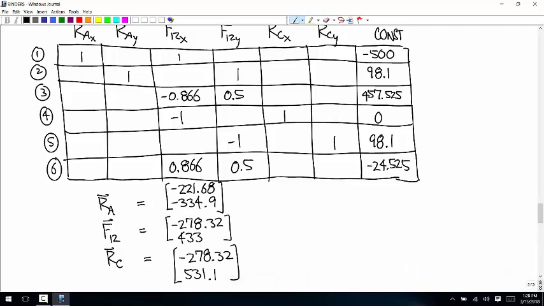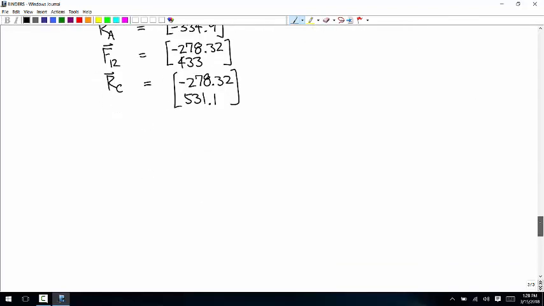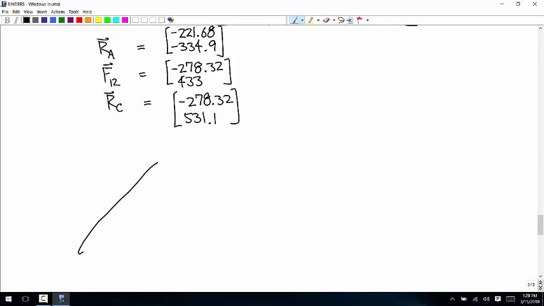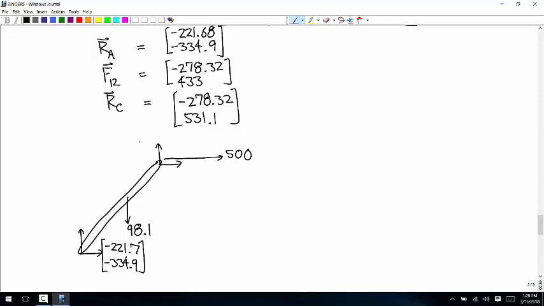Okay, so now let's take the last step, and we have these values of these forces we defined. Let's put them back into the free body diagrams and show what the external loads are on each of those 2 members. So member 1, we had a downward force of 98.1. We had this force vector RA over here, and that's negative 221.7, negative 334.9. And then up at the top, we had two forces. We had the 500 Newton force, and then we had the force vector that said negative 278.3, 433.